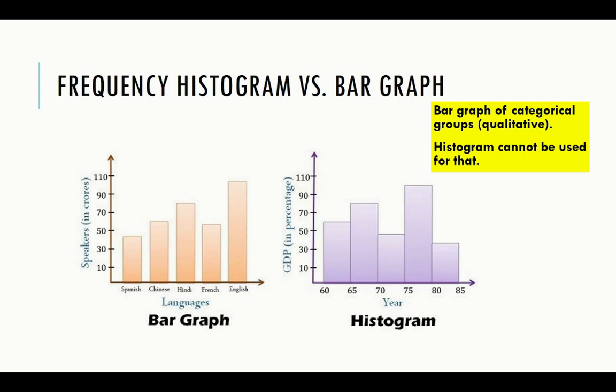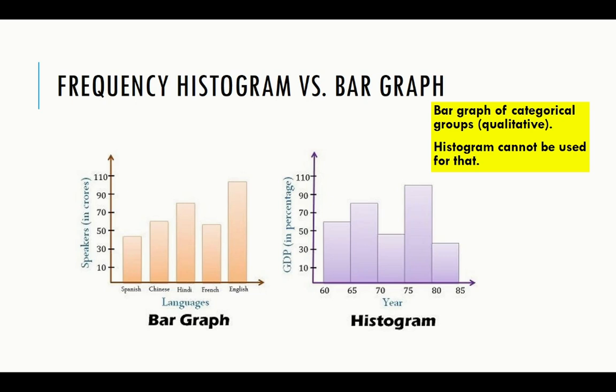So the bar graph on the left is for categorical groupings. And this, as we've already said, is qualitative. So look at the bar graph on the left, and we've got number of people who speak Spanish, number of people who speak Chinese, number of people who speak Hindi, French, English. You get the idea. But this is not a continuous variable, right? Because it's not quantitative. So our bar graph allows us to graph things that are qualitative.